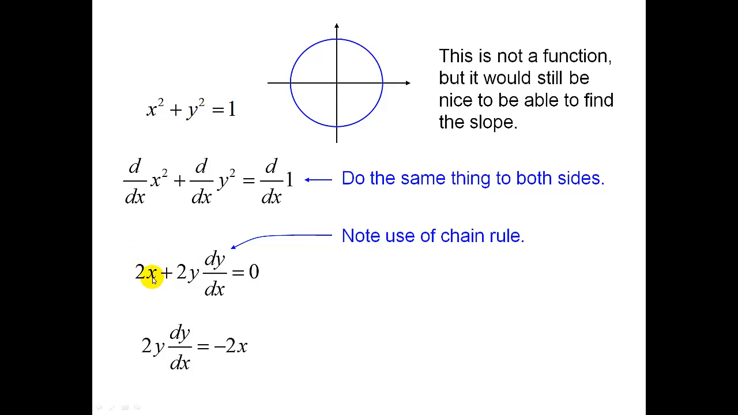So we can do that by moving the 2x term to the other side. This is an algebra equation, so we can use algebra to subtract 2x from both sides. And we're left with 2y dy/dx equals negative 2x. Using algebra, in an attempt to isolate dy/dx, we're going to divide both sides by 2y. So the rate of change with respect to x of any point on that circle is equal to negative 2x over 2y, or we can simplify that, negative x over y.